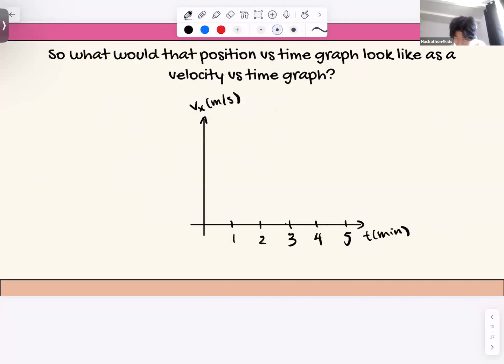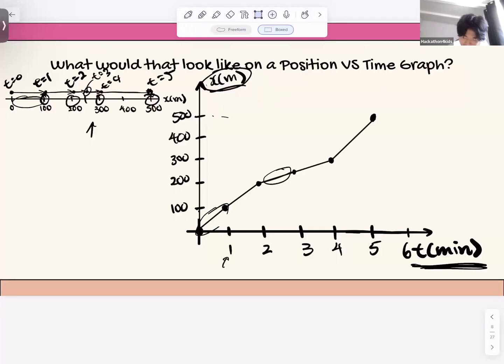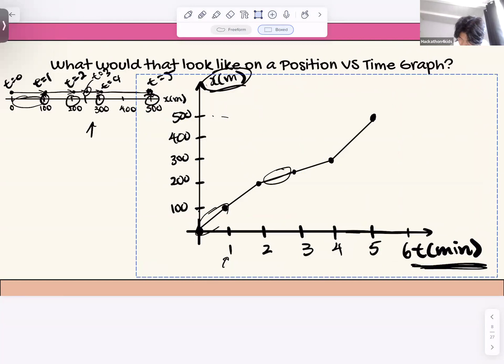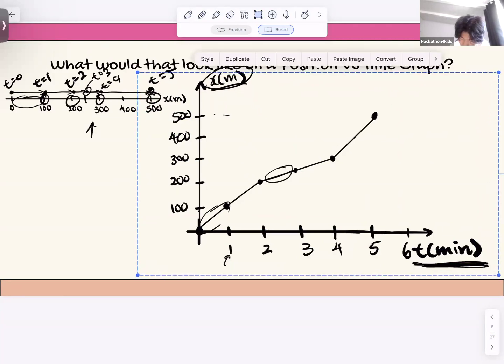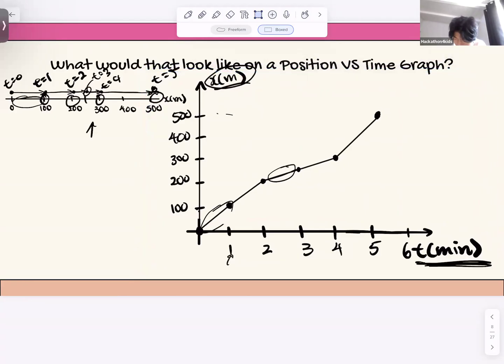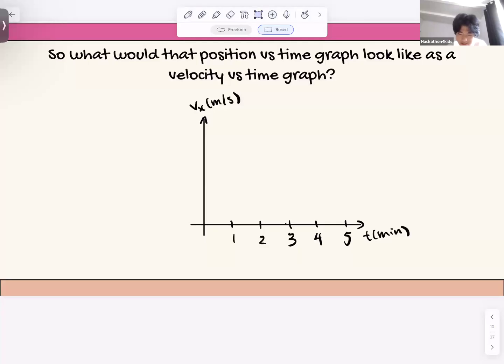Let's move on then. So how would that position versus time graph look as a velocity versus time graph? So wait, let me try copy and pasting that thing again. Oh, okay, wait. I can't do that then. All right, never mind. Let's just go back and forth then. It's fine. So how would that look on a position versus time graph as a velocity versus time graph?